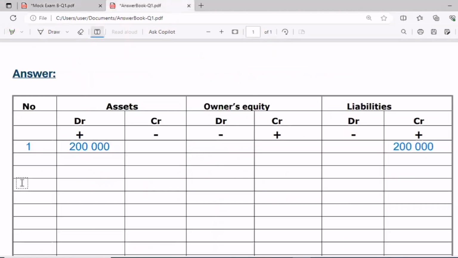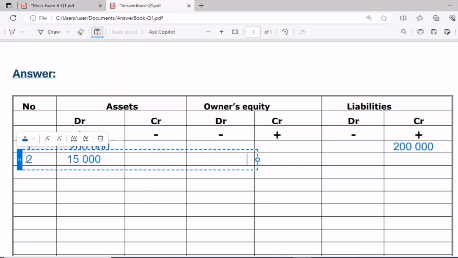So now we are showing the effect in the equation. So bank is an asset, and the value of assets increases on the debit side. So 15,000 is debited, and then we have an income account which is sales. So sales increase the owner's equity. So owner's equity increases on the credit side, 15,000.